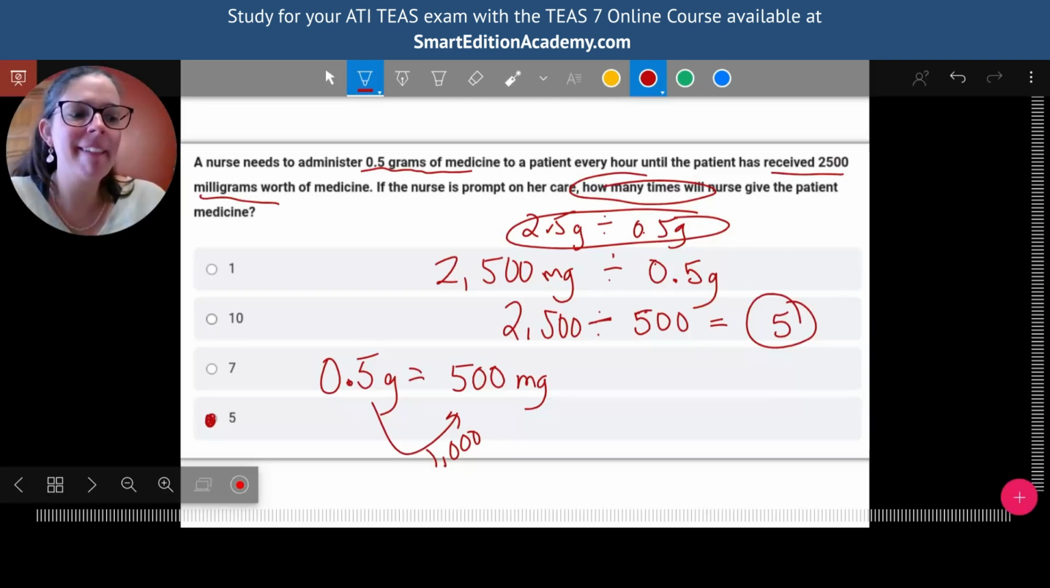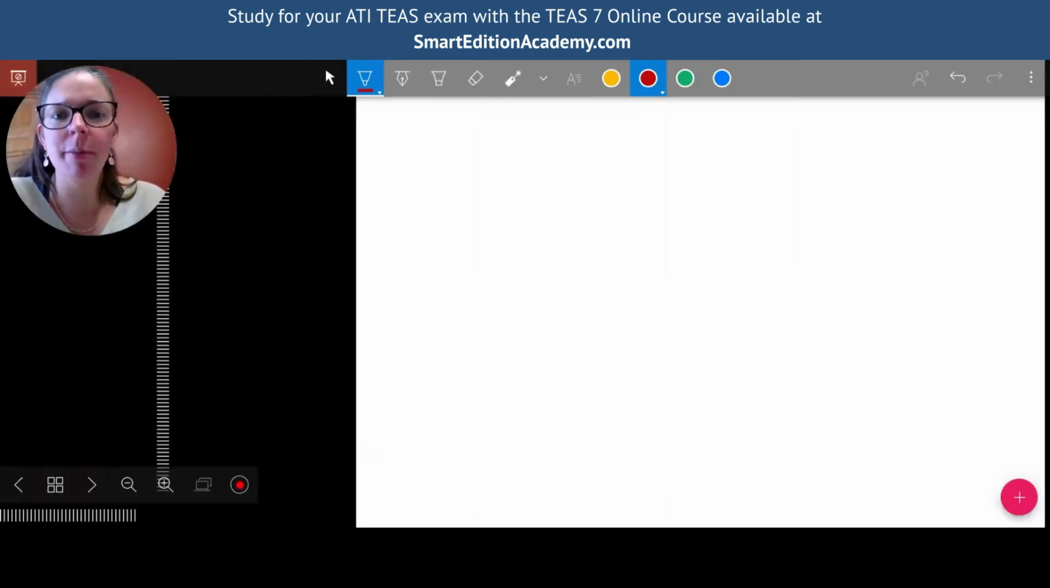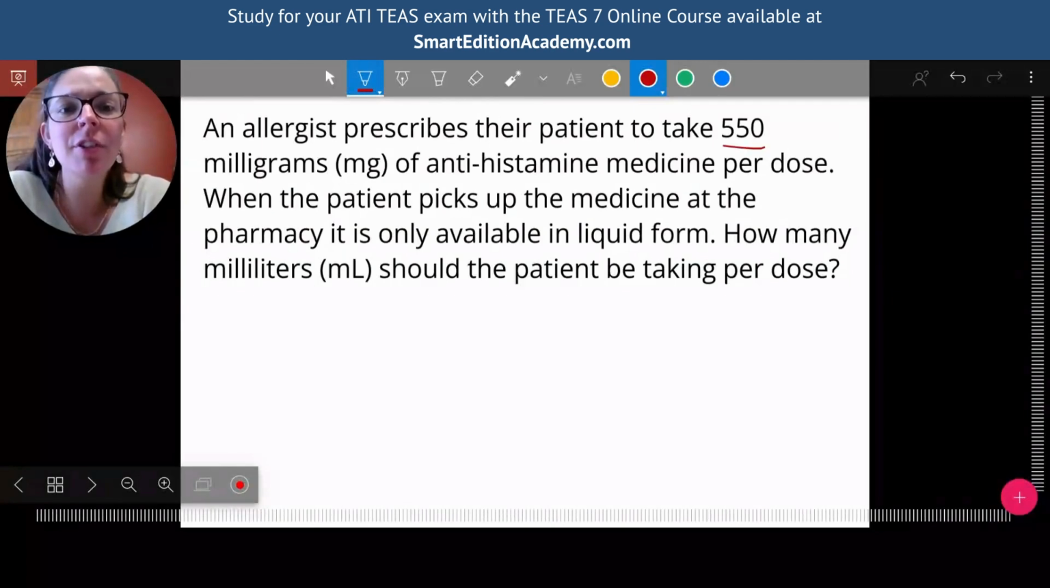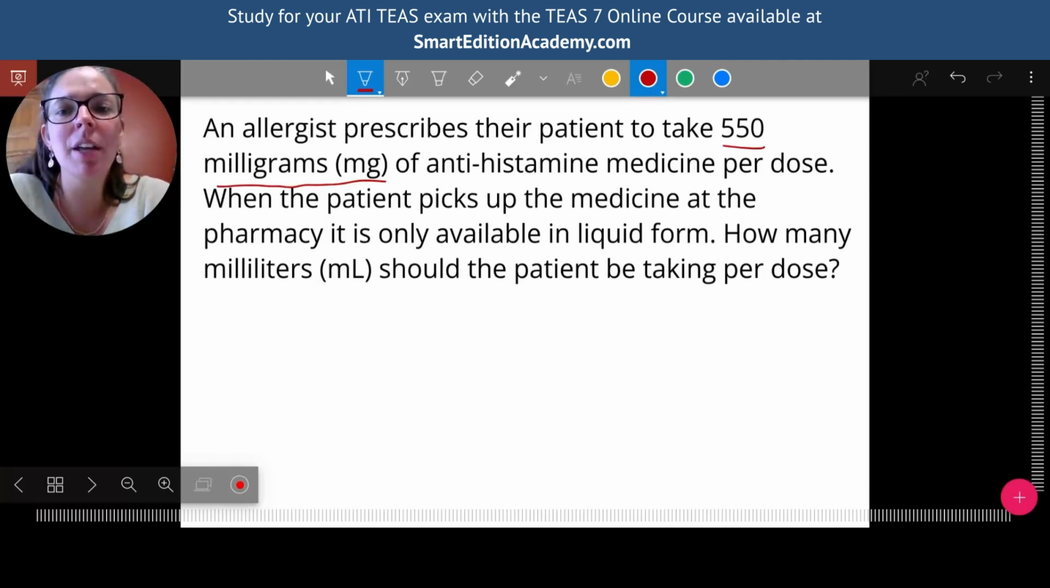Cool. All right, so I've got one more question, which is a little bit different for us here. I've seen these pop up in a few of the practice tests, so I just want to make sure that you're aware of this conversion, and I want to write it out for you and make sure you know how to use it. An allergist prescribes their patient to take 550 milligrams of antihistamine medicine per dose. When the patient picks up the medicine at the pharmacy, it is only available in liquid form.